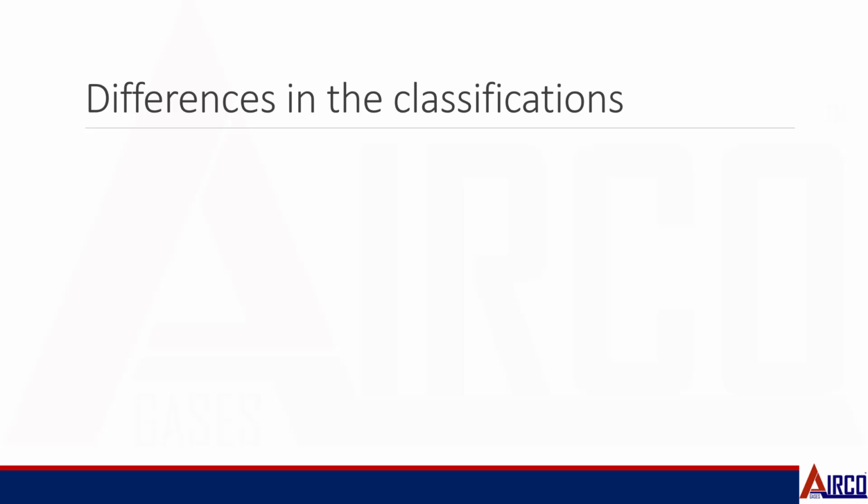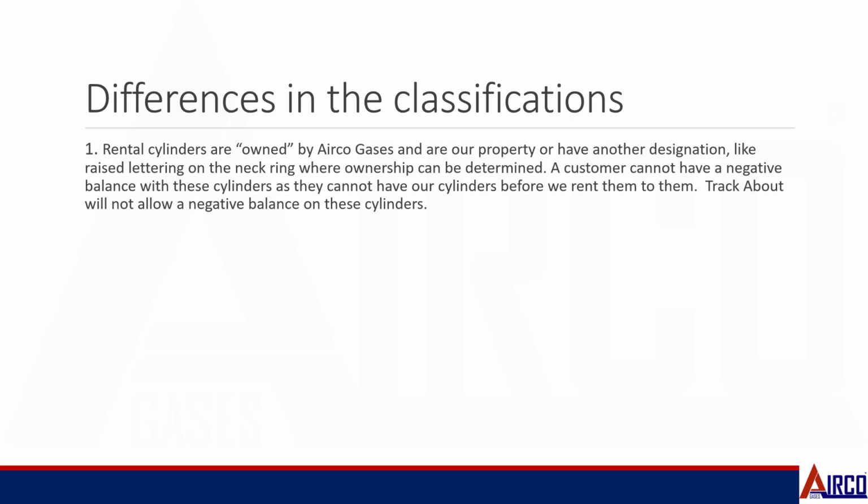So what are the differences in the classifications? Okay, rental cylinders are owned by Airco Gases and are our property. I can look at that cylinder. It says Welder's Warehouse. That's my cylinder. That's our cylinder. That's our guy. There's that raised lettering. A customer cannot have a negative balance with these cylinders as they cannot have our cylinders before we rent them to them. How can you have my cylinder before I rented it to them? Not possible. Trackabout protects us in this regard, and I'll show you in this presentation a little bit later.